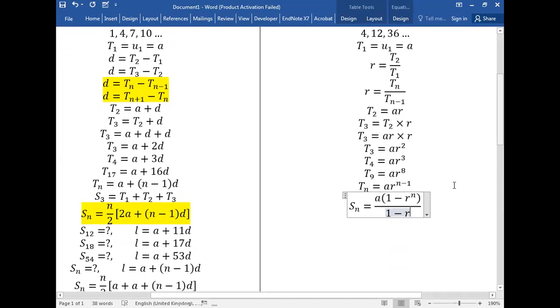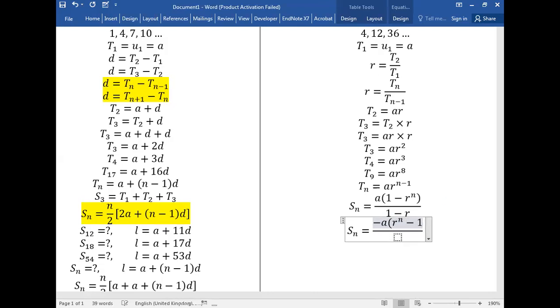The same thing, the sum of n terms, can be written in another way as well. If I just take a negative sign common, minus a, let me write this negative sign common, r to the power n becomes positive, minus 1 and r minus 1. Can I do this? And the negatives cancel out. So the same formula can be written in this form as well. So again, nothing to worry about. It's two different ways of using the same formula.